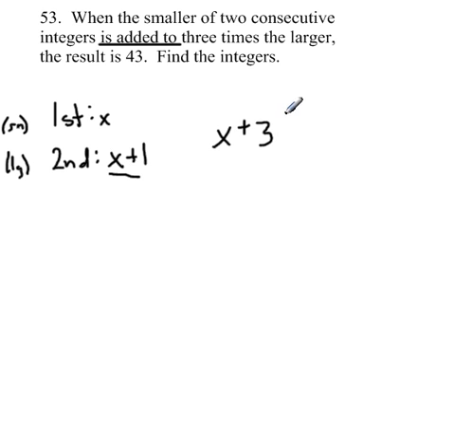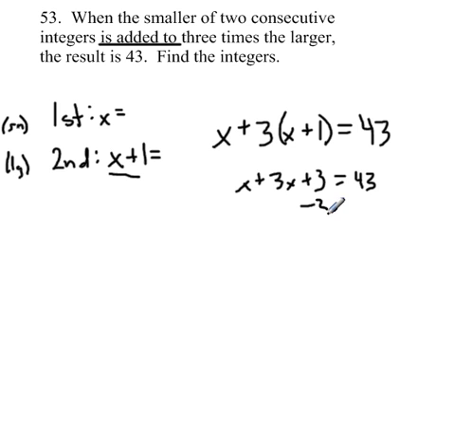3 times the larger, don't forget, you must use distribution to keep that second number correct. The result is 43, so is equals 43. Now when you solve this, you're going to solve for x, and then don't forget you need to do x plus 1 also. Distribute out: x plus 3x plus 3 equals 43. Go ahead and move that 3 over and combine your x's, so you have 4x equals 40. So obviously x is 10.